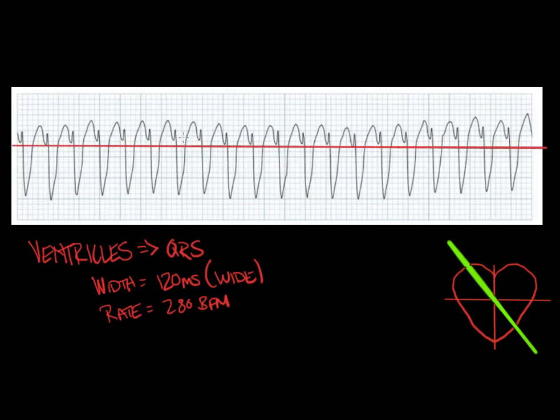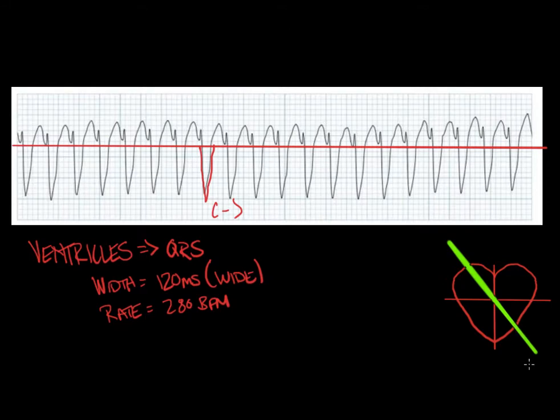This kind of gives us a better reference point. So is the complex more above this line, positive, or below? And we see that really deep S wave gives this more of a negative look. So we would say we have a negative complex. So what is that telling us?